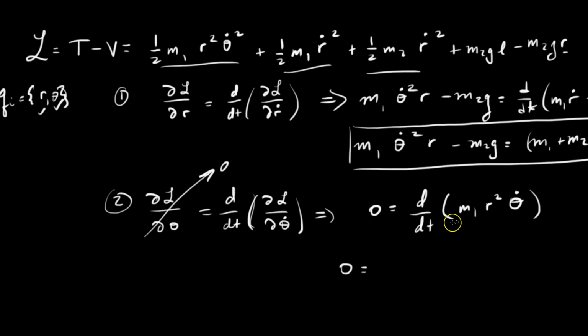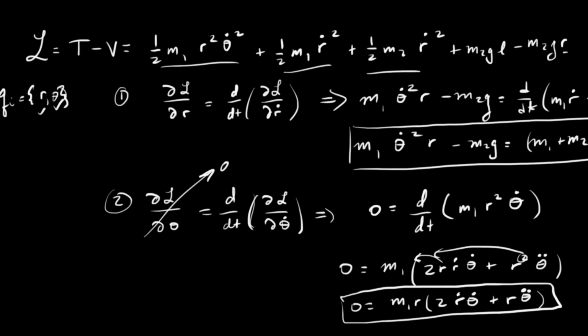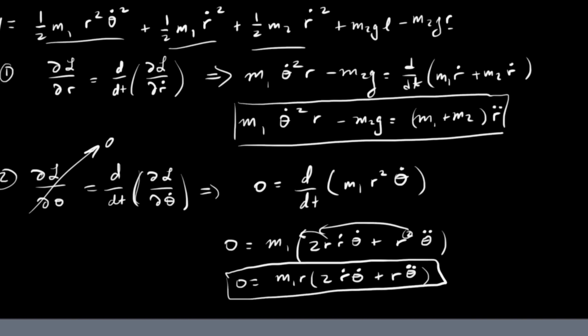And then we take the derivative, we bring the m1 outside. So this is just chain rule, 2r r dot theta dot plus r squared times theta double dot. And we can factor an r, so we get m1 r times, right, we just factor this outside, and we factor one of these outside. So 2 r dot theta dot plus r theta double dot. That's it. Those are the equations of motion for our system.